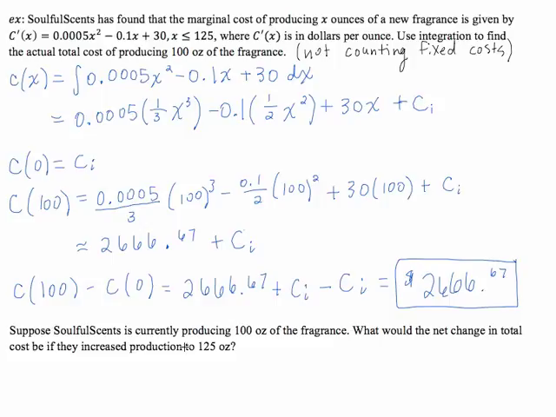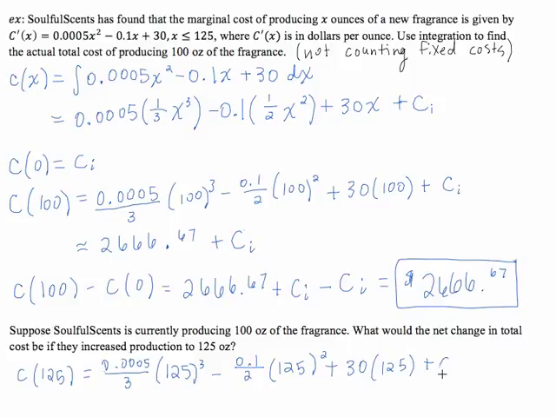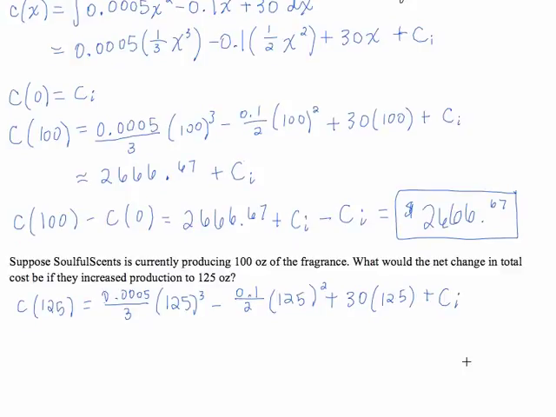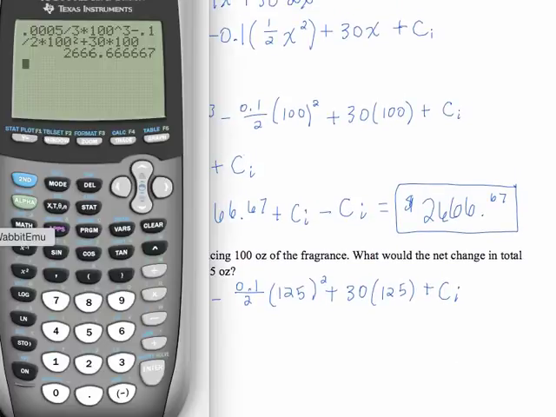Okay, let's do some different numbers here. Let's say we're currently producing 100 ounces. What would the net change in the total cost be if they increased production to 125 ounces? Well, let's compute C of 125. Plugging in up here, it would be 0.0005 over 3 times 125 cubed minus 0.1 over 2 times 125 squared plus 30 times 125 plus c sub I.